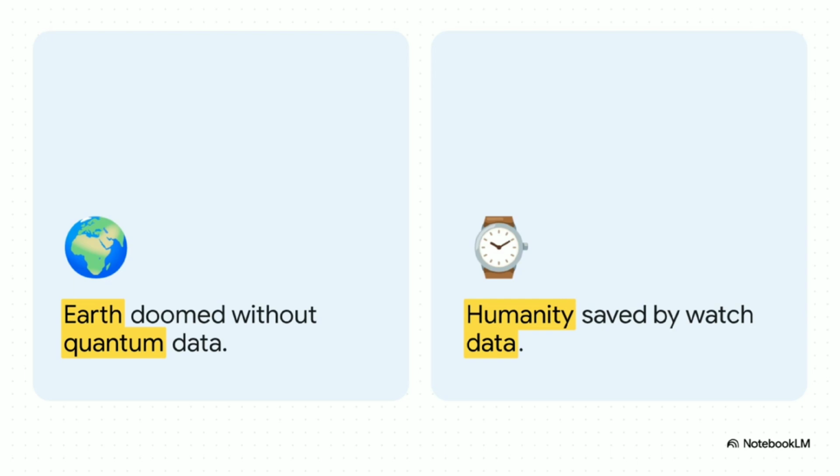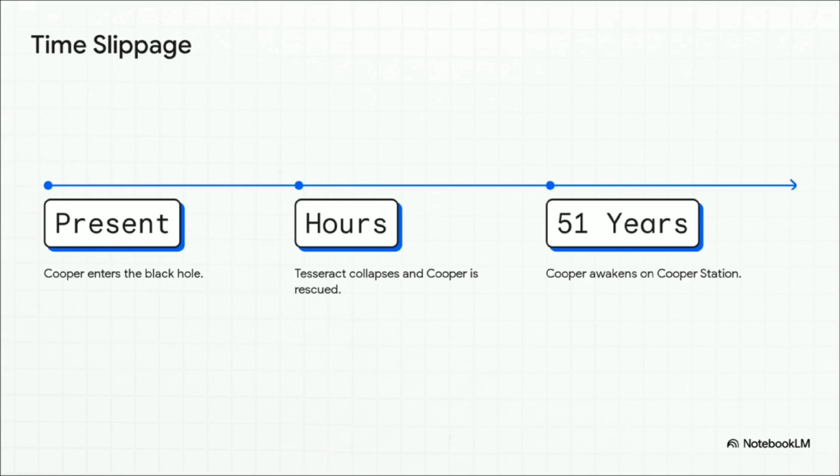Once Cooper passes along the data, his mission is done. The Tesseract collapses and he loses consciousness. He is safely ejected by those future forces and rescued. But we really need to look at the timeline of this rescue, because relativity demands its due. For Cooper, only a few hours have passed since he entered the black hole. But for Earth, over 51 years have gone by. He awakens completely unaged on a gigantic colony floating through space, appropriately named Cooper Station.